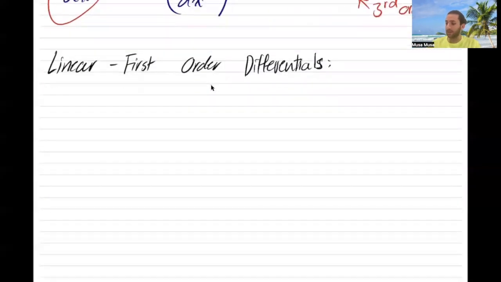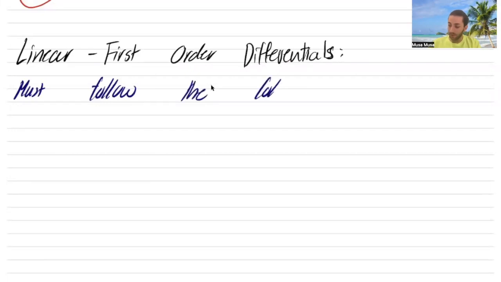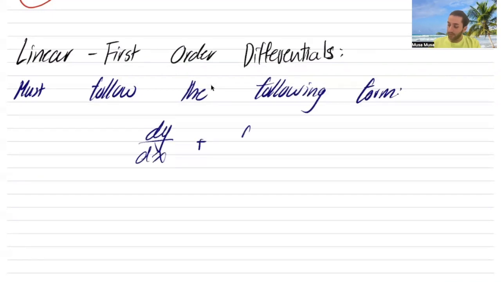Now we also have to talk about linear. Alrighty. A first order linear differential has to follow a particular form. In fact, it must follow the following form: dy on dx plus f of x times y equals g of x.